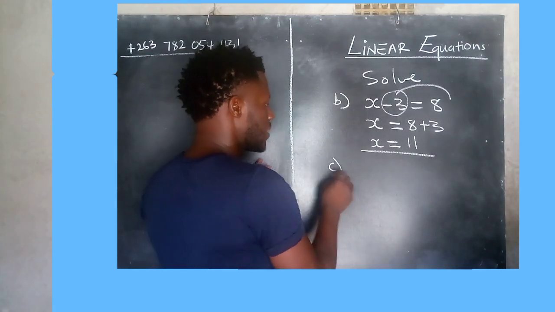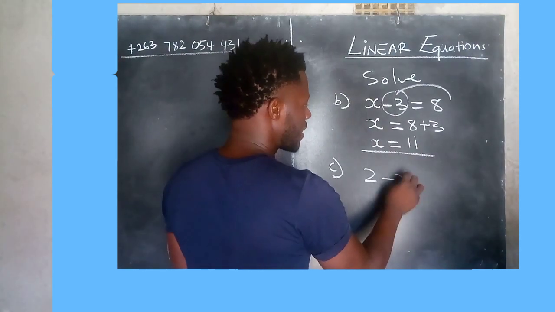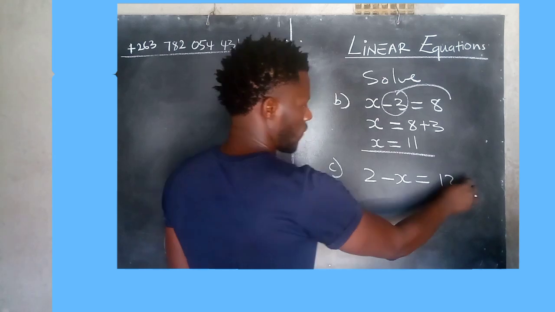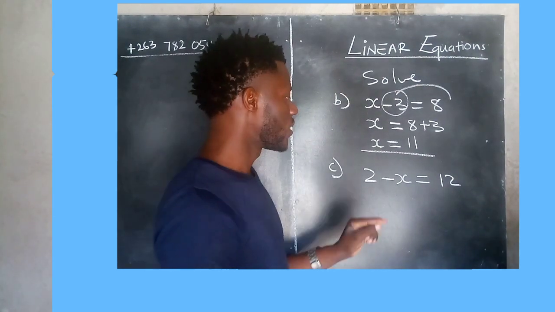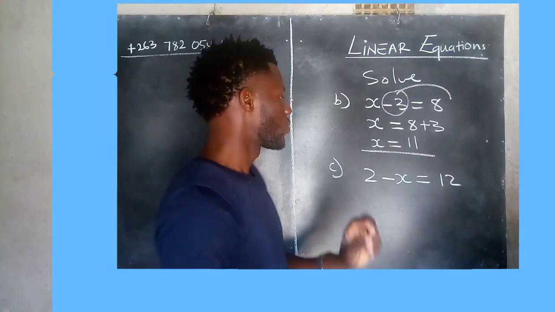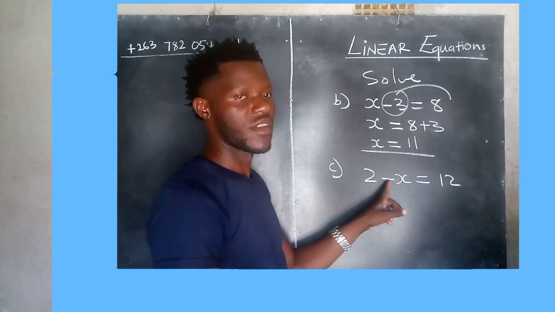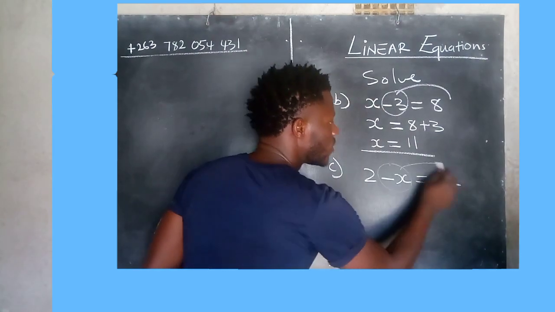How about this situation? 2 minus x is equal to 12. Remember, we are here to look for the value of a positive x. So when the unknown is negative, we do better to move the unknown to the other side.